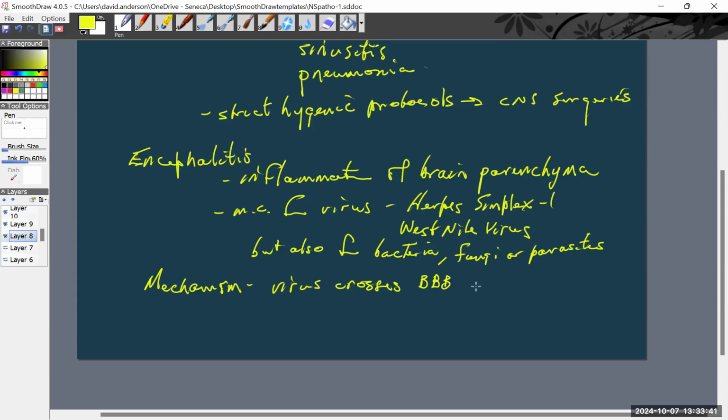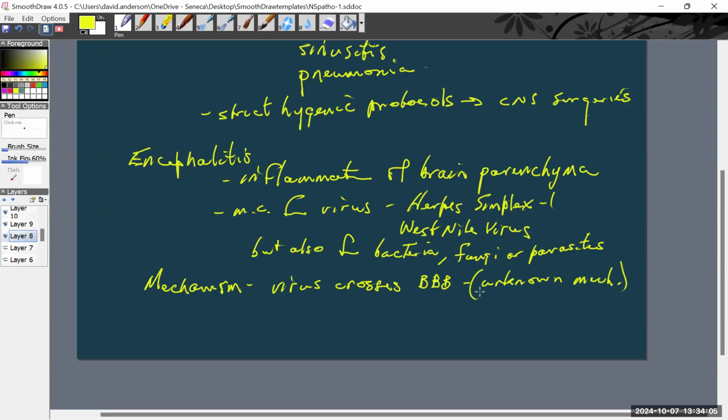And when viruses cross, that's probably a Nobel Prize waiting to be discovered here, because nobody's quite sure why sometimes a virus under specific conditions is able to cross a blood-brain barrier unless there's some obvious disturbance already.